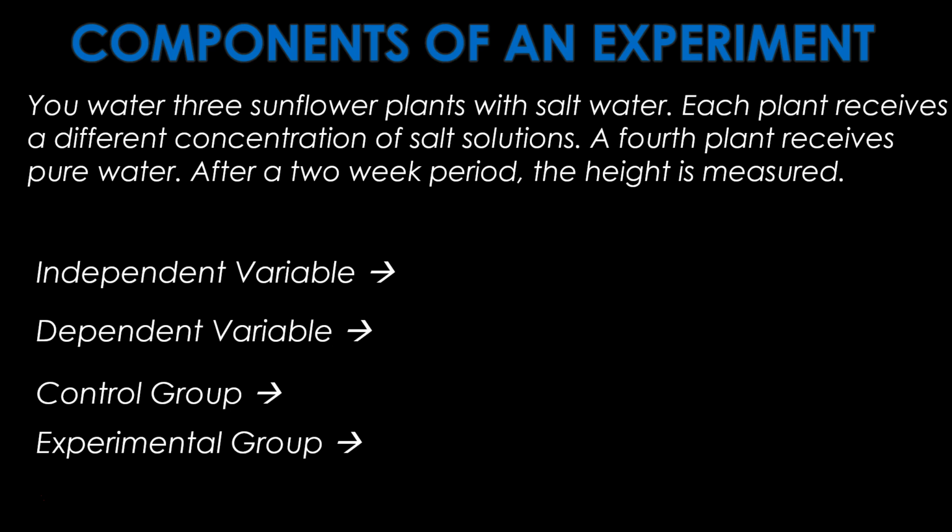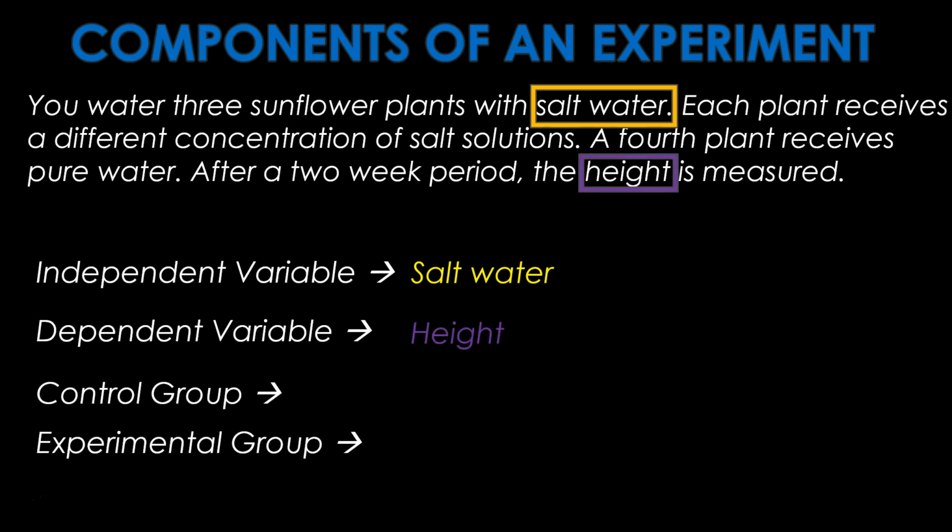You water 3 sunflower plants with salt water. Each plant receives a different concentration of salt solutions. A 4th plant receives pure water. After a 2-week period, the height is measured. This one's worded a little bit differently, but we can still figure this out. What's the independent variable? What is this person experimenting with? They're experimenting with salt water. What about the dependent variable? What does it look like the person is trying to measure as the outcome of the salt water? Well, they're trying to measure the height.